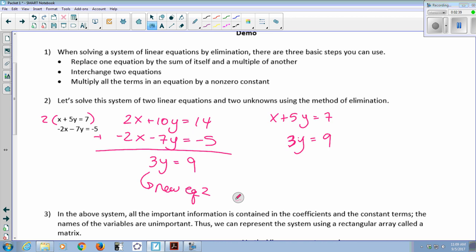Then I'm going to use my third thing I'm allowed to do again, multiply all the terms in an equation by a non-zero constant. What should I multiply equation 2 by? 1/3. Yeah. So multiply this by a third. So my new equation 2 is that y equals 3. Equation 1 stays the same. And then you can back substitute to solve the first equation. So that says x plus 5 times 3 is 7, and so x is negative 8.